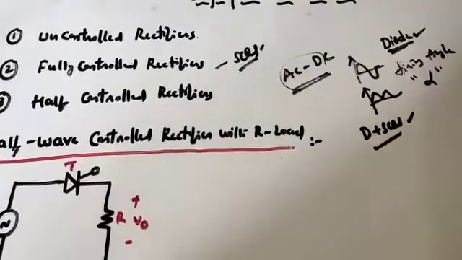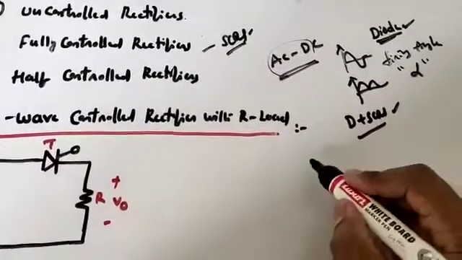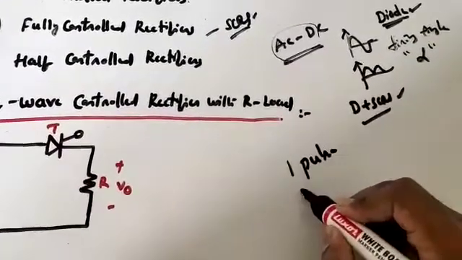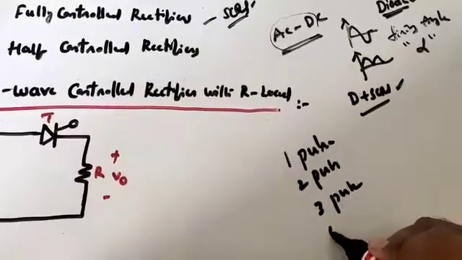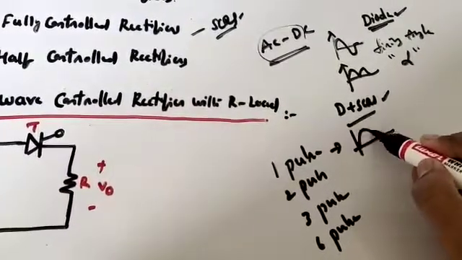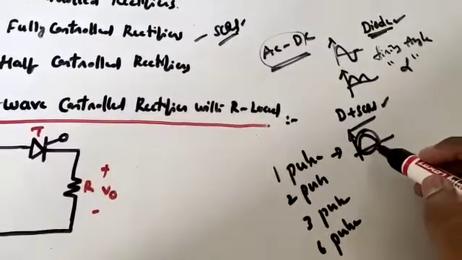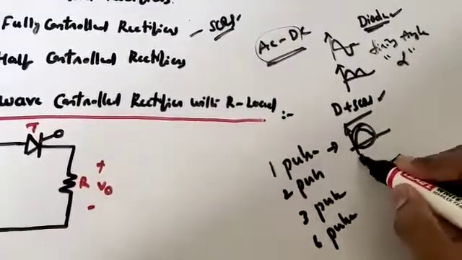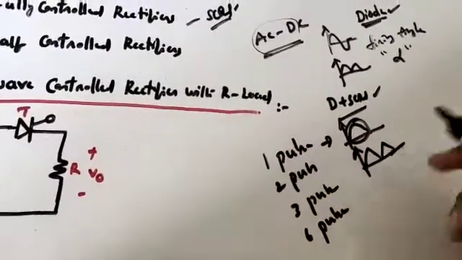One more classification is on the basis of the number of pulses. On the basis of the number of pulses available at the output, we can also define rectifiers as 1 pulse converter, 2 pulse converter, 3 pulse converter, and also 6 pulse converter. 1 pulse means that if I consider this as an output, you get only 1 pulse throughout the entire cycle, and that is the only reason it is known as 1 pulse. For a 2 pulse converter, you get 2 pulses in a cycle.